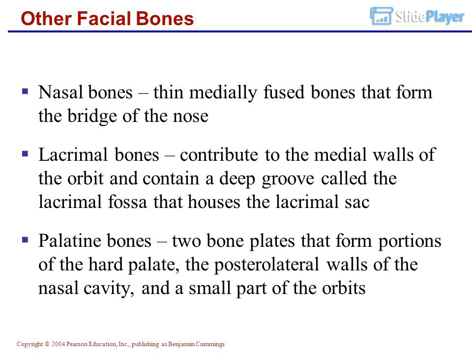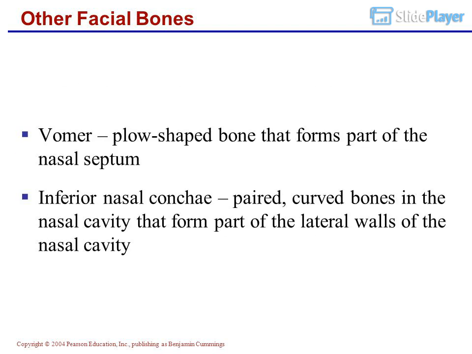Lacrimal bones contribute to the medial walls of the orbit and contain a deep groove called the lacrimal fossa that houses the lacrimal sac. Palatine bones, two bone plates that form portions of the hard palate, the posterolateral walls of the nasal cavity, and a small part of the orbits. Vomer, a plough-shaped bone that forms part of the nasal septum.